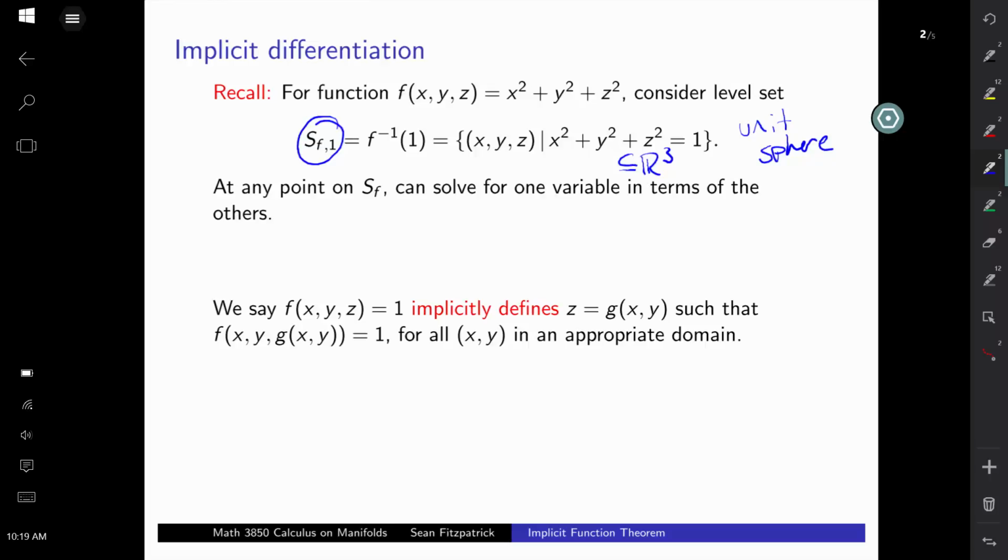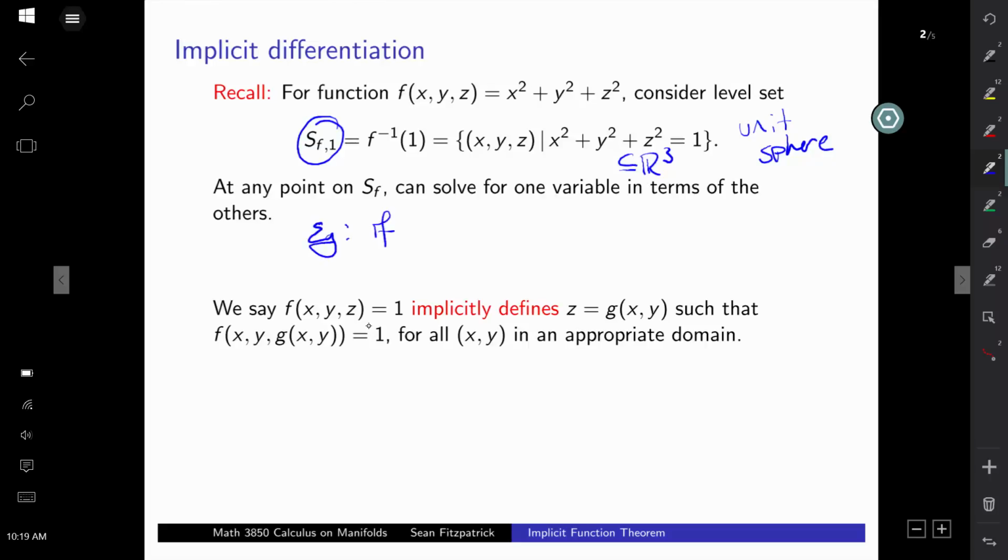So the point is that you can, at least in principle, solve for one of these variables in terms of the other. This is essentially what the implicit function theorem is going to do. Even if we can't, in practice, solve for one of the variables in terms of the other, in theory it can be done. Here we can do it explicitly.